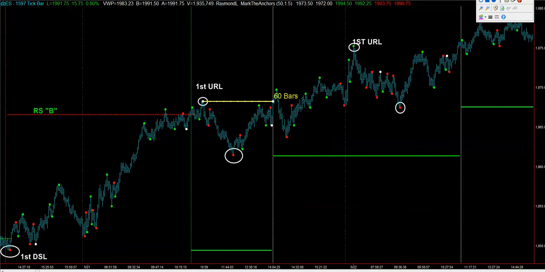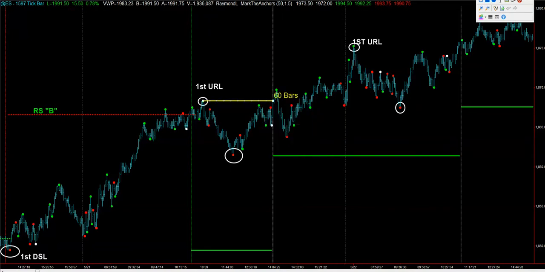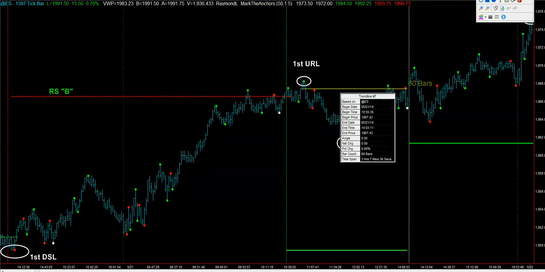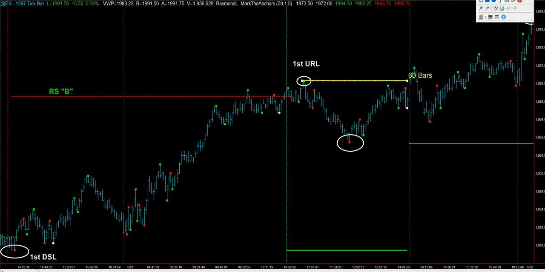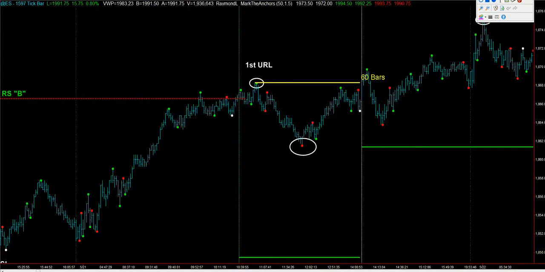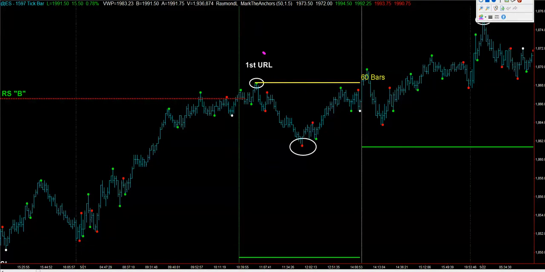And it looks like this here touches it on the 60th bar. Yes, it looks like it's 60. Actually, okay, let's just assume that it doesn't touch it, just by way of illustration. At this point in time, we have identified the first URL.